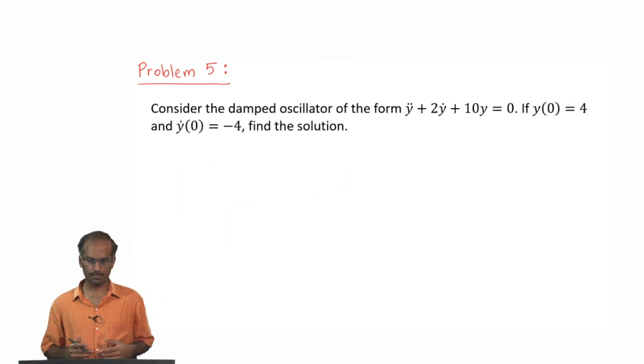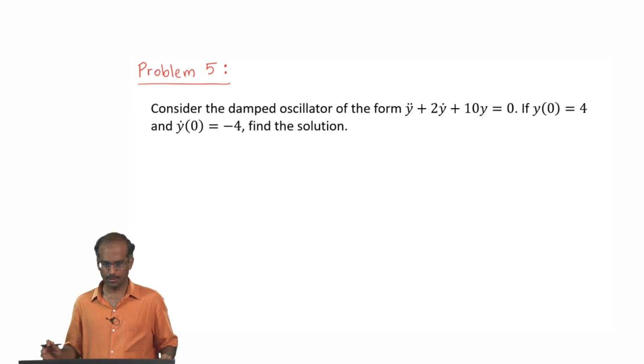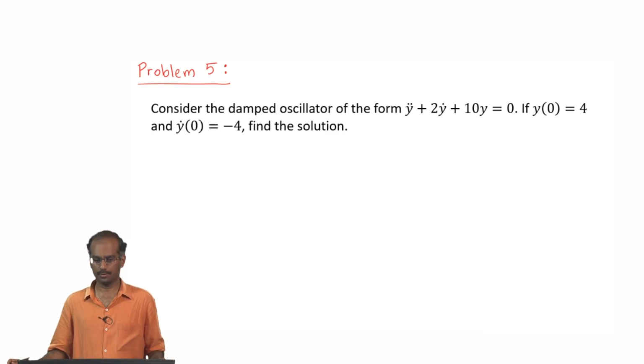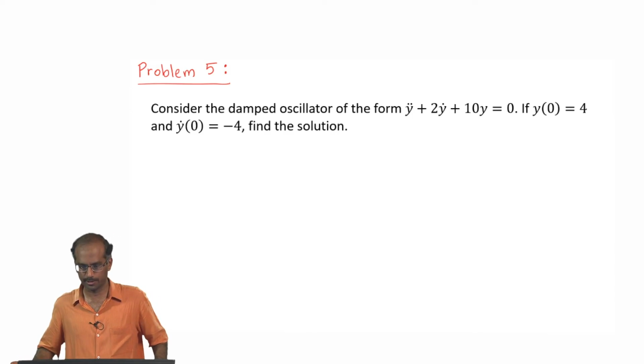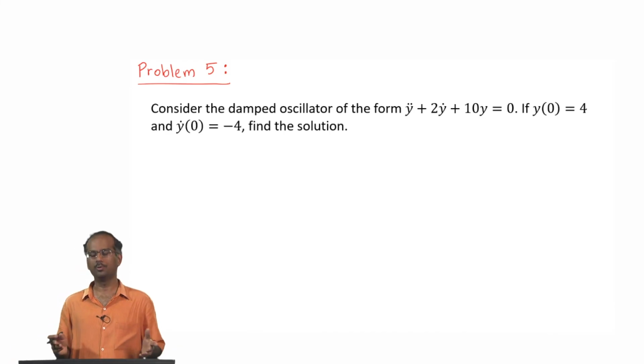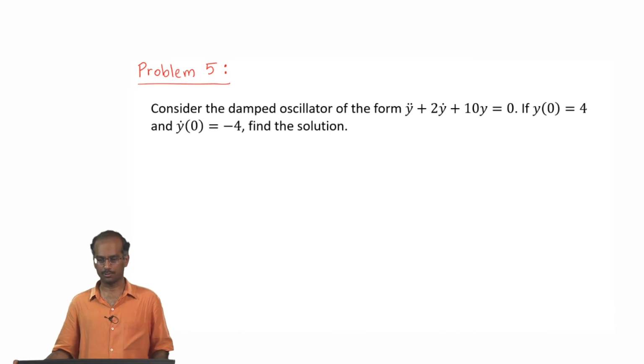The last problem for this module is here. So, in this case we have the equation of damped oscillator given to us, which is y double dot plus 2 y dot plus 10 y is equal to 0, and two initial conditions are given. We simply need to write down the explicit solution.